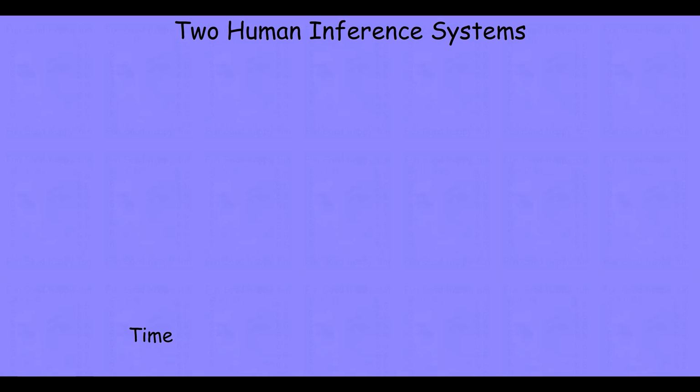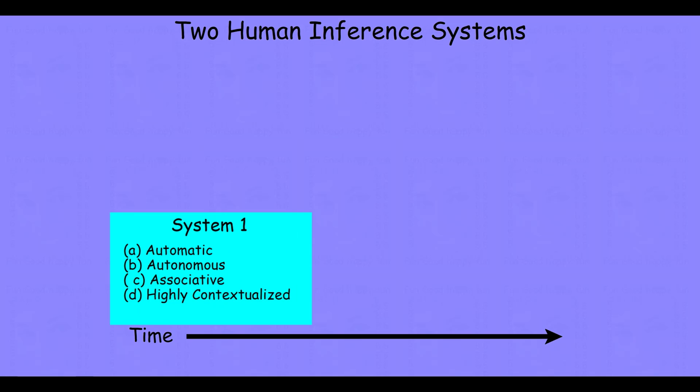Now, if we ask how it is that these two systems work, how it is that we solve problems in real life, we can think of the timeline for the moment we confront a problem, the moment a problem is presented to us. Our System 1 inference strategies are already kicking in. They're automatic, they're autonomous, they're associative, they're highly contextual, they're trying to find a solution.